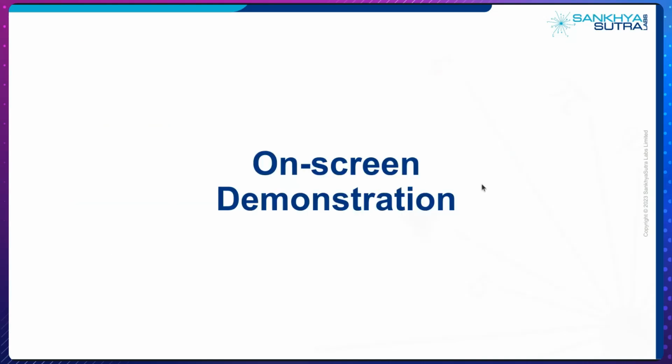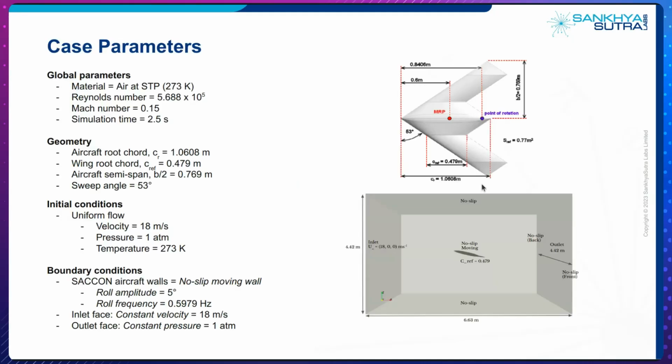So with this, I will take you to our on-screen demonstration. One parameter that I missed to tell you is that our roll amplitude is going to be 5 degrees, and the flow is unsteady, so the reduced frequency of 0.005 corresponds to a roll frequency of close to 0.6 hertz.